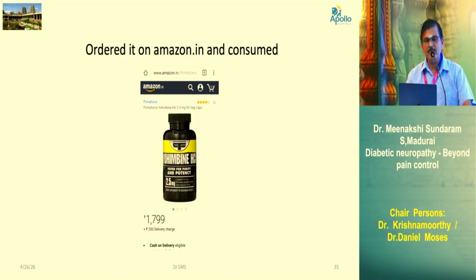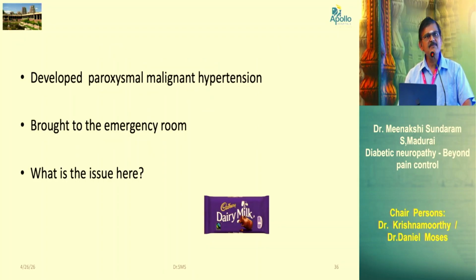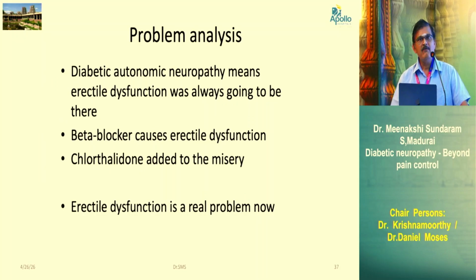And guess what, how he came to us? He came with severe hypertensive crisis. So let me just explain to you what happened in this patient. We subsequently sat with the emergency residents and looked into this data, what happened. When you have diabetic neuropathy, you have erectile dysfunction, and then the patient is on a beta blocker and a thiazide diuretic. So erectile dysfunction was a real problem here.